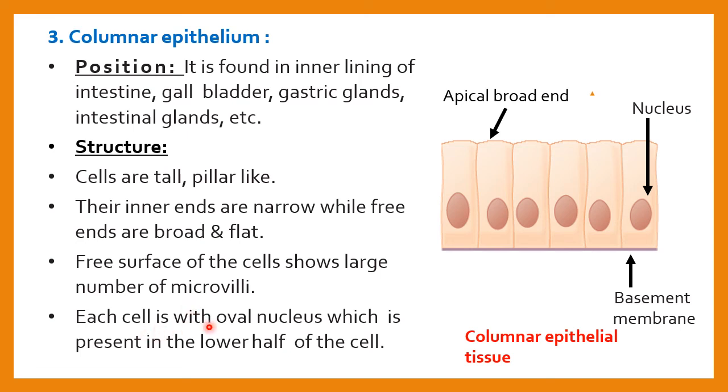Each cell is with oval nucleus which is present in lower half of the cell. Do remember this important point. Here, nucleus is not present in the center of the cell, but rather it is situated towards the lower narrow end of the cell. The function of columnar epithelium is secretion and absorption. Its absorption capacity gets increased because of presence of microvilli.